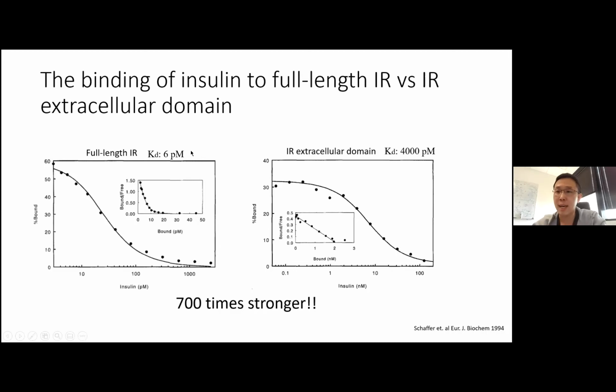So that is why we started working on this project. We want to really purify the full-length insulin receptor for structure studies. In this way, we may have a chance to capture the receptor in the fully functional state.